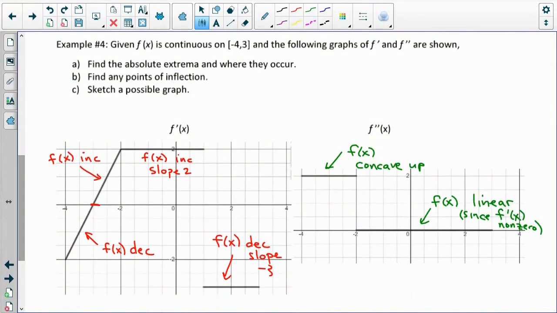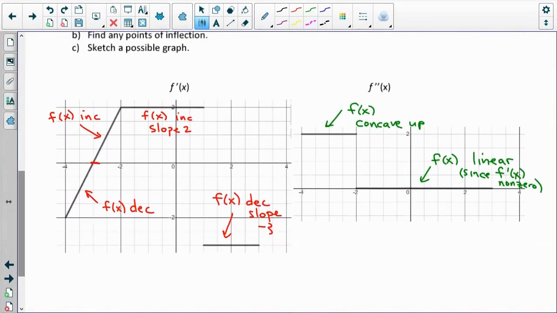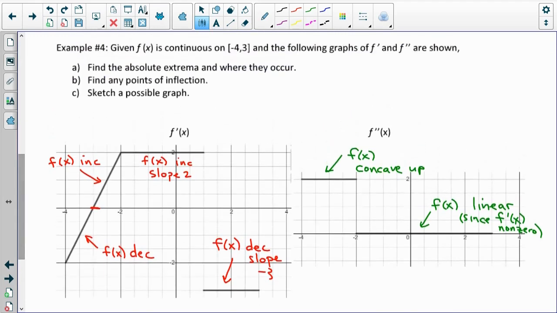Example 4. If I take a look at example 4, I'm going to have the same stuff, but then my graph is going to have a slightly different look to it. I have a decreasing slope from -4 to -3, an increasing slope from -3 to -2, an increasing slope that's constant. So the slope is 2 from -2 to 1. And then from 1 to 3, I have a decreasing constant slope of -3. One thing I forgot to point out is that this is continuous on -4 to 3.